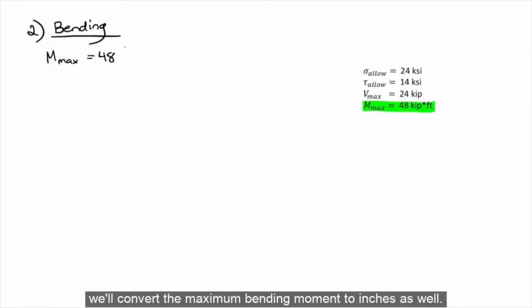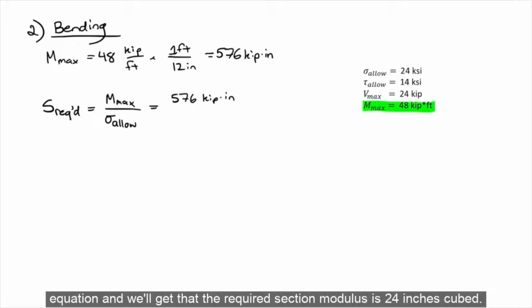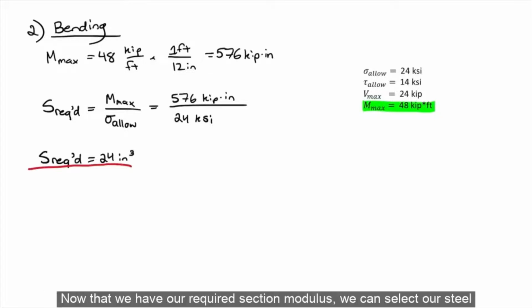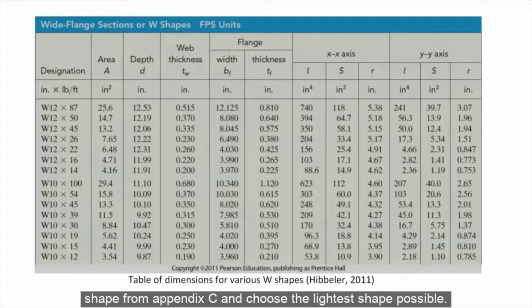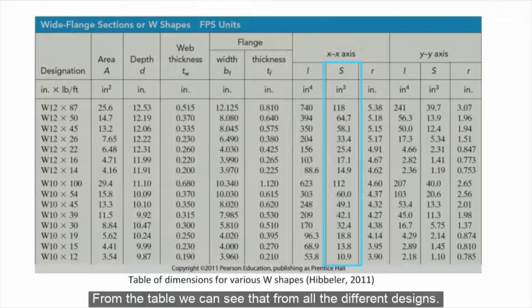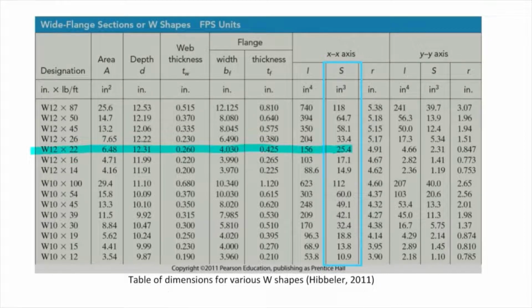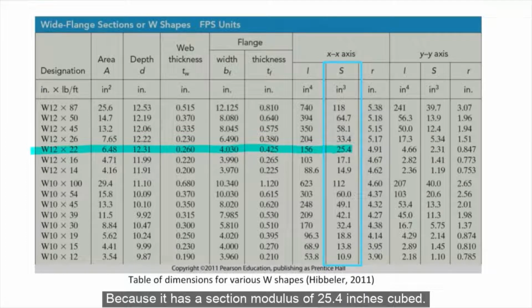Now, onto step 2, where we design for bending. Since the bending stress we're given is in inches, we'll convert the maximum bending moment to inches as well. Then we can plug the maximum moment into the required section modulus equation, and we'll get that the required section modulus is 24 inches cubed. Now that we have our required section modulus, we can select our steel shape from Appendix C and choose the lightest shape possible. From the table, we can see that from all the different designs, the lightest shape is W12 by 22, because it has a section modulus of 25.4 inches cubed.